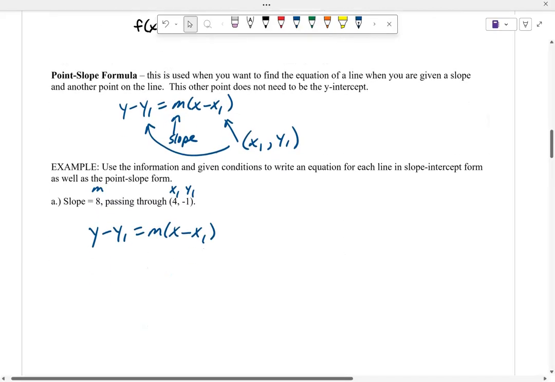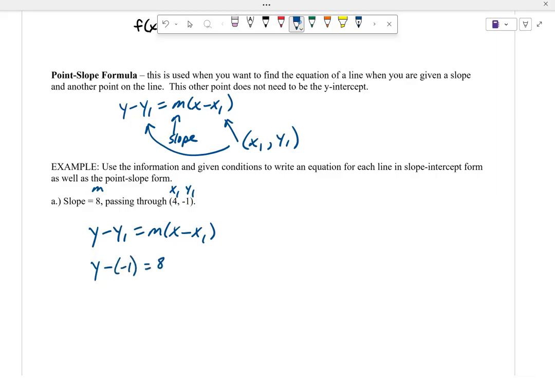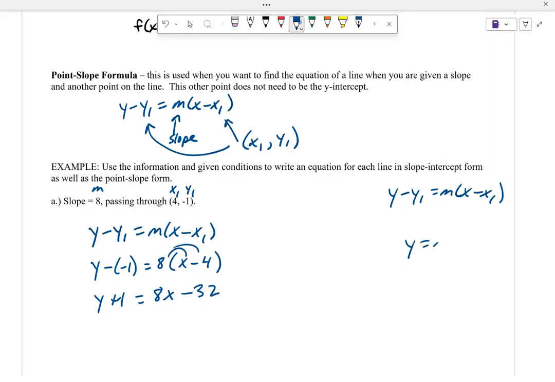So let's write the equation of this line. y minus my y1, which is -1, equals m. My m is 8. x minus the 4. So I got y plus 1 equals, let's distribute that, 8x. 8 times -4 is a minus 32. And so I started in this point slope form, but I want to get to y equals mx plus b. So let's go ahead and solve for y.